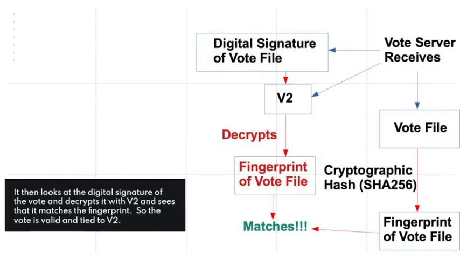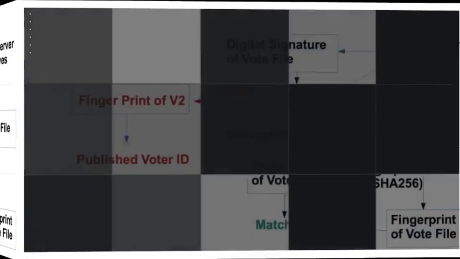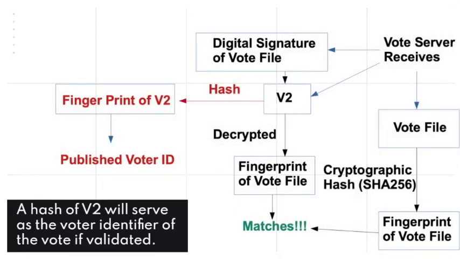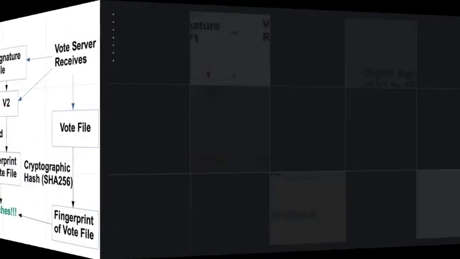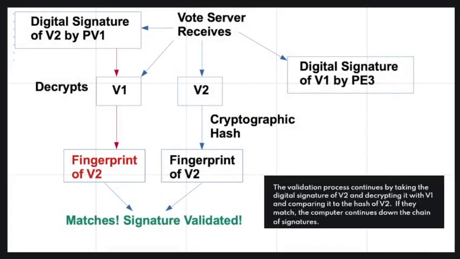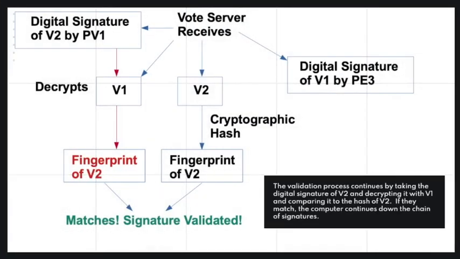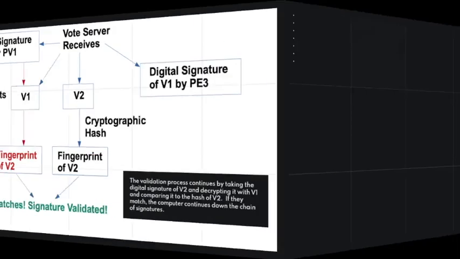It then looks at the digital signature of the vote and decrypts it with V2 and sees that it matches the fingerprint, so the vote is valid and tied to V2. A hash of V2 will serve as the voter identifier of the vote if validated. The validation process continues by taking the digital signature of V2 and decrypting it with V1 and comparing it to the hash of V2. If they match, the computer continues down the chain of signatures.